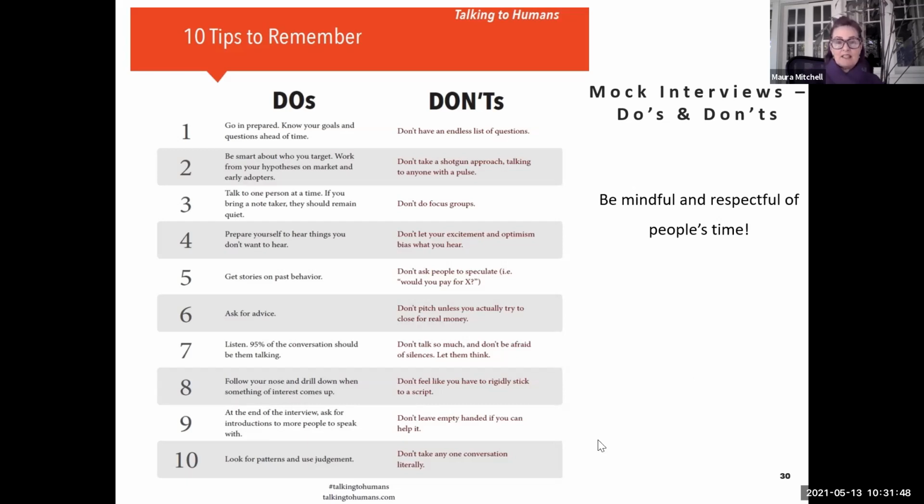Don't leave empty-handed if you can help it. You need to ask for other people to talk to from the person you're talking to, so let them be a referral source for you. Don't take one conversation literally. Like I said, you're going to have to talk to many people.